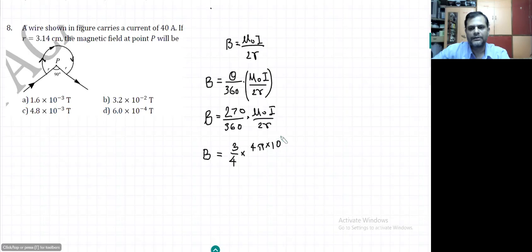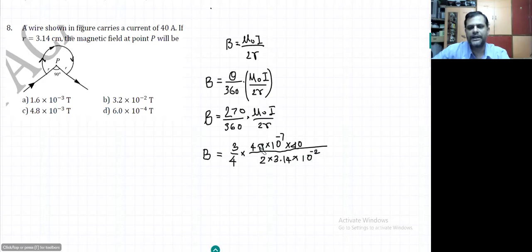Okay. So this is the value of mu naught into current. Current is given already to be 40 ampere here. So you can just replace it by that 40 here and divided by 2 times R, where R is the radius, which is actually going to be 3.14 centimeter. But again, it is in centimeter. You have to convert it into meter. So it will be 3.14, which is coincidentally same as the value of pi actually. And that is multiplied by 10 raised to minus 2 kept as it is.